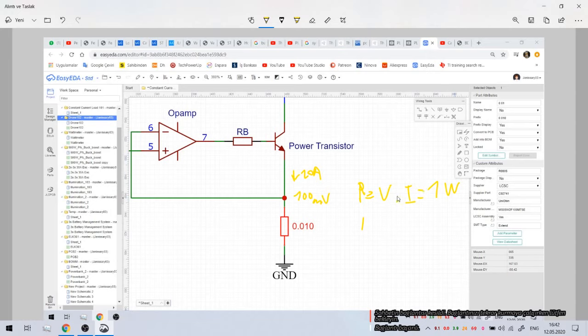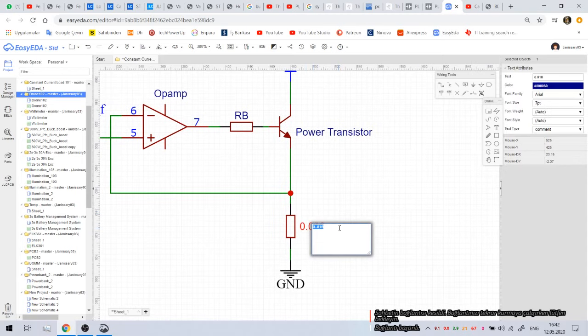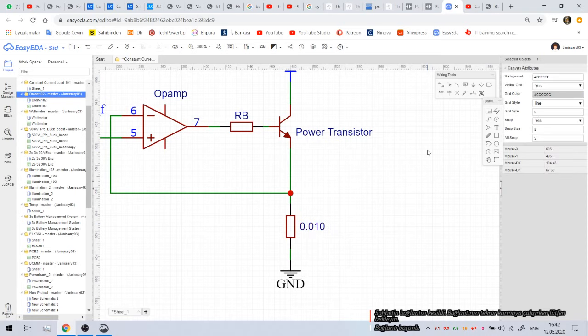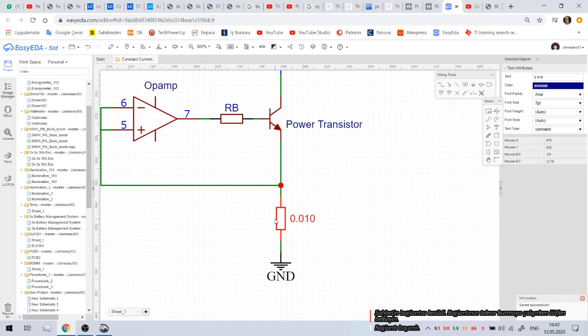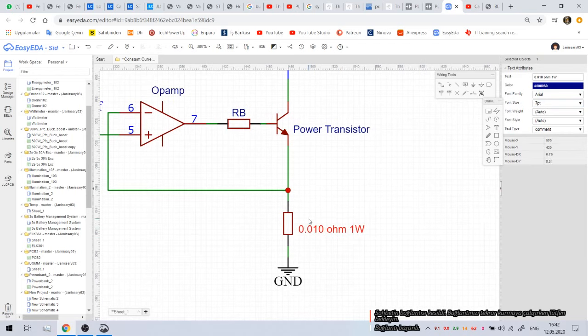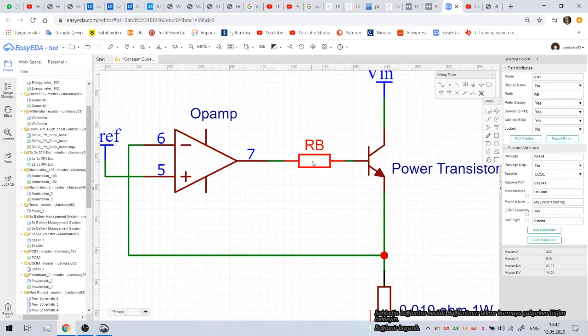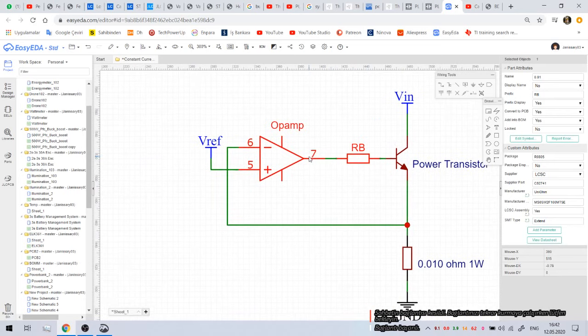This is the rating, also 1 watt, 0.01 ohm, 1 watt rating. Yes, 0.01 ohm, 1 watt resistors here. Also, I added some RB resistors. I will calculate it later.